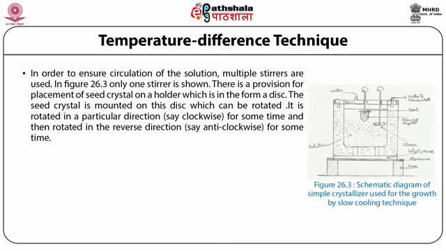There is a provision for placement of seed crystal on a holder which is in the form of a disc. The seed crystal is mounted on this disc, which can be rotated. It is rotated in a particular direction, say clockwise, for some time, and then rotated in the reverse direction, say anti-clockwise, for some time. The number of rotations per minute, that is RPM, is maintained appropriately after careful calculations.